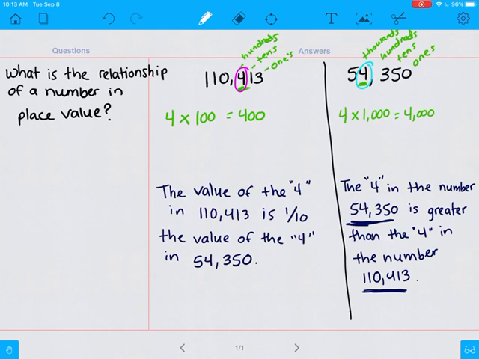and what that place value holds. So technically, if we're looking at just the 4s up here and up here, the 4 in the number 54,350 is greater than the 4 in the number 110,413. Now, if you're looking at all the numbers together, then that would change how we compare the numbers, but we're only looking at the digit and what its place is.